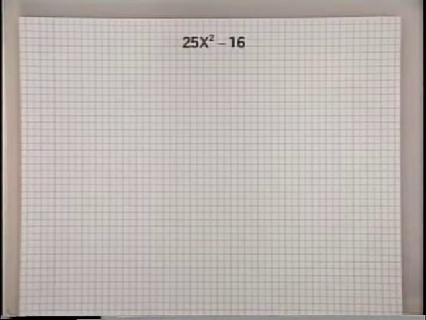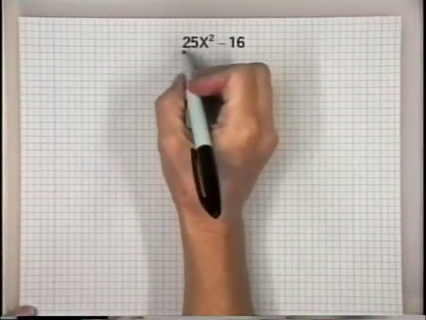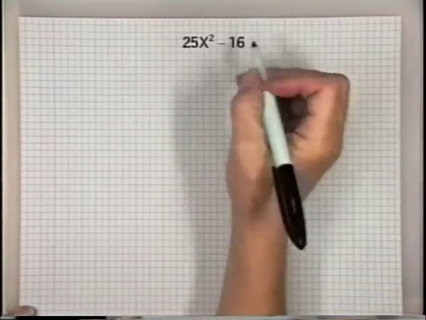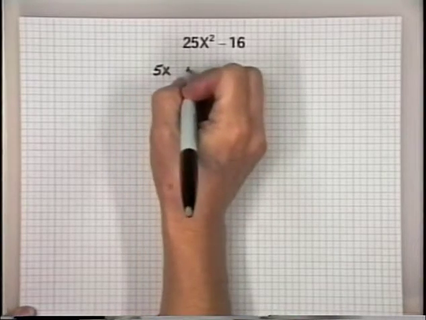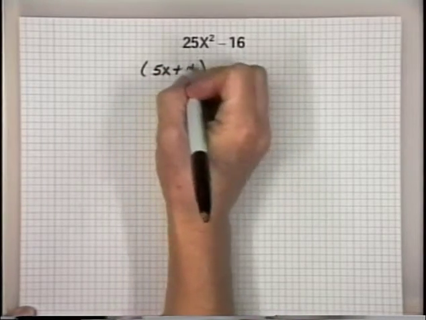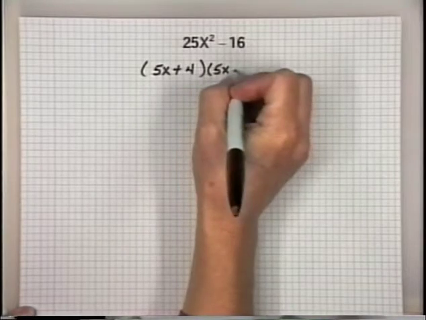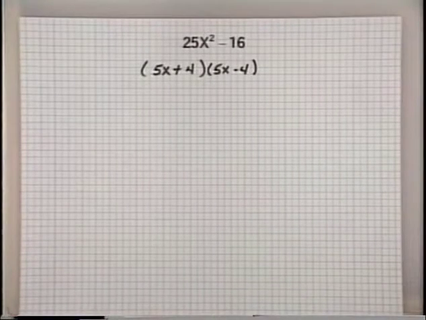25x squared minus 16. I do not see a common factor here. Could this be a difference of squares? I believe it is. 25x squared is a perfect square, and so is 16. The square roots are 5x and 4, so we will get conjugates using the 5x and the 4. The factors are 5x plus 4 times 5x minus 4. These cannot be factored any further.